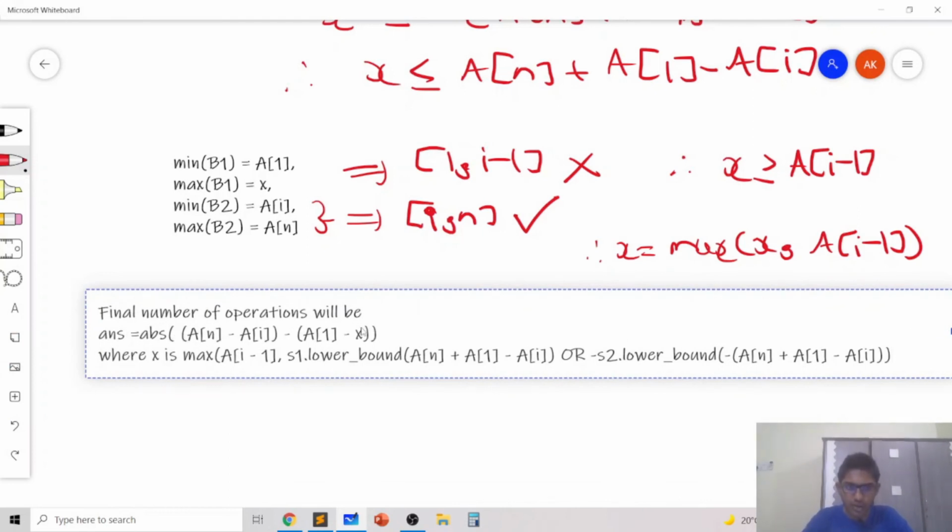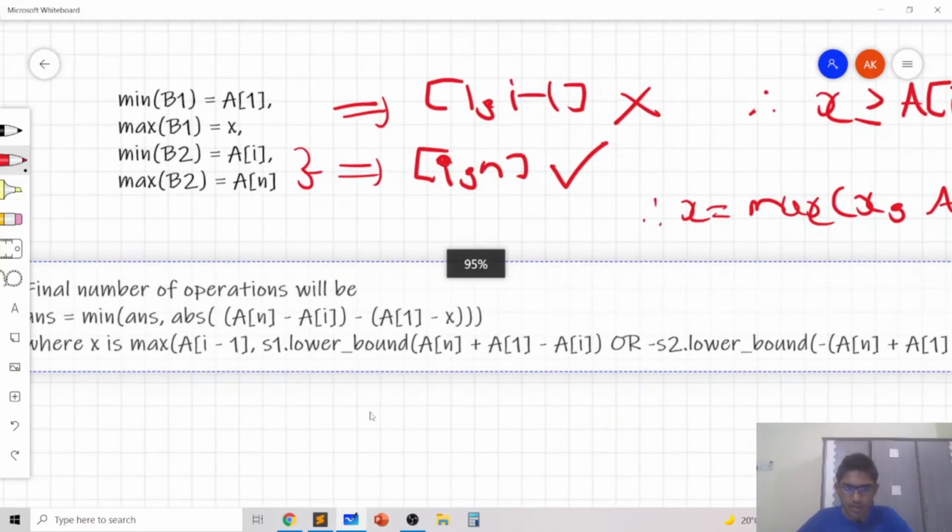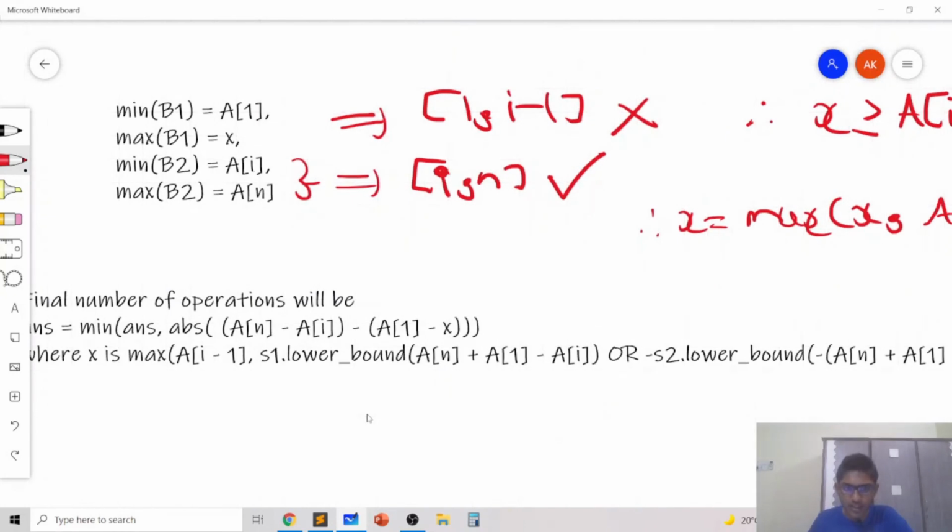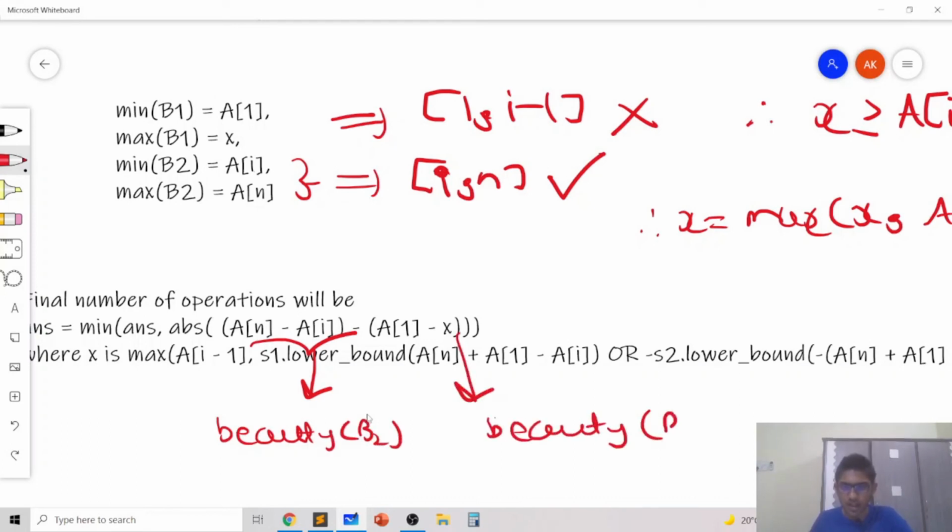So using these two values of x, we can take the answer to be the minimum of answer, comma, absolute value of an minus ai minus a1 minus x, because we know that an minus ai will give us the beauty of partition 2 and a1 minus x will give us the beauty of partition 1. And that's the full idea. Now I'll show you the code implementing the same idea.